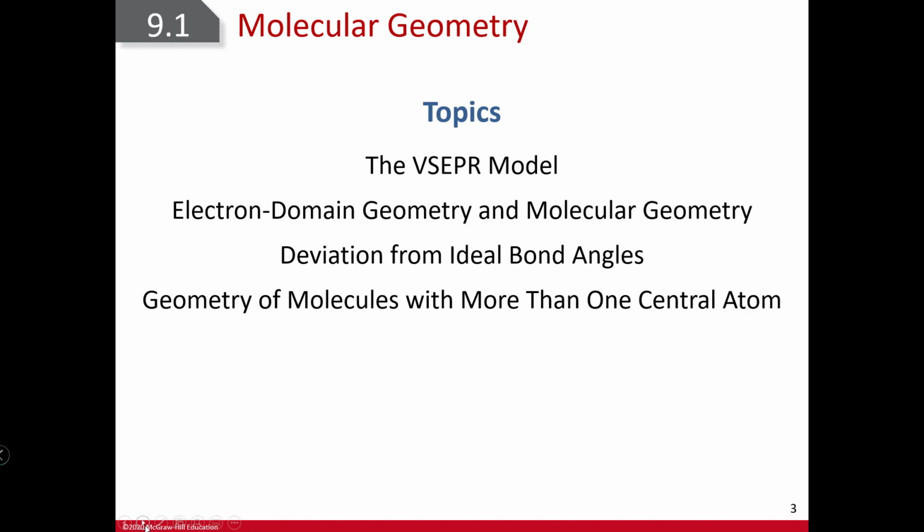All right, so VSEPR model, electron domain geometry. Make sure you understand that, electron domain geometry. A lot of students forget that one because we are going to focus mostly on molecular geometry, but in order to get the proper overall structure, you have to know the electron domain geometry. And then deviations from ideal bond angles, and then the geometry of molecules with more than one central atom.